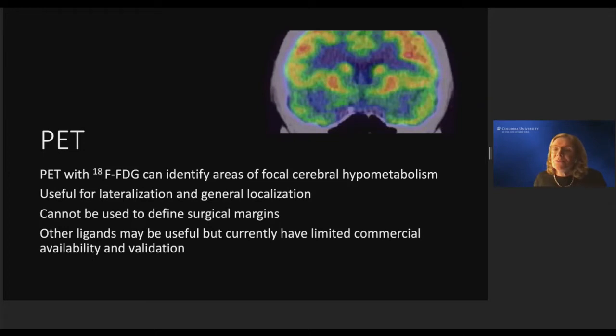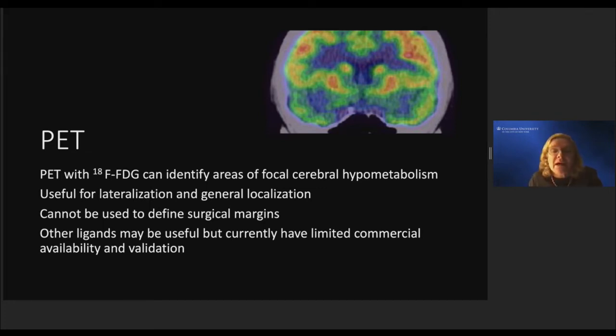PET has been used in evaluation of individuals with refractory epilepsy for over 40 years, and it can identify areas of focal cerebral hypometabolism. The ligand we typically use is fluorinated FDG. There are, however, other ligands that are in research that may be useful to help us better understand the epileptogenic zone as well as elucidate the underlying pathogenesis.